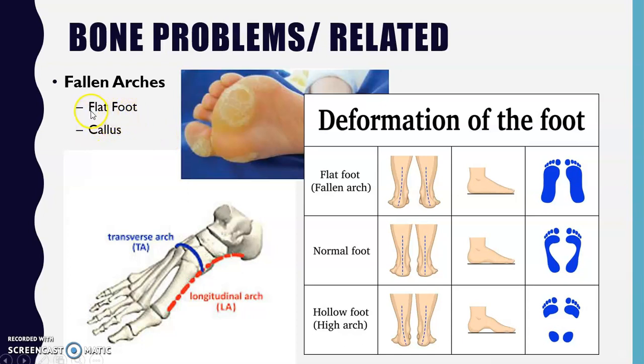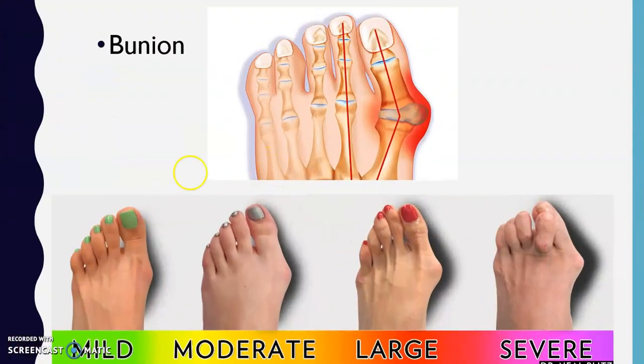Next, resulting to being flat-footed, nagkakaroon tayo ng callus na tinatawag or yung callus sa paa. Ayan. So, makikita nyo dito yung picture. Next, we have bunion. So, in bunion, we have there a bony enlargement of the joint between the big toe and the metatarsal. Ayan. So, ito yon bunion. So, merong bunion na mild, moderate, large, and severe.